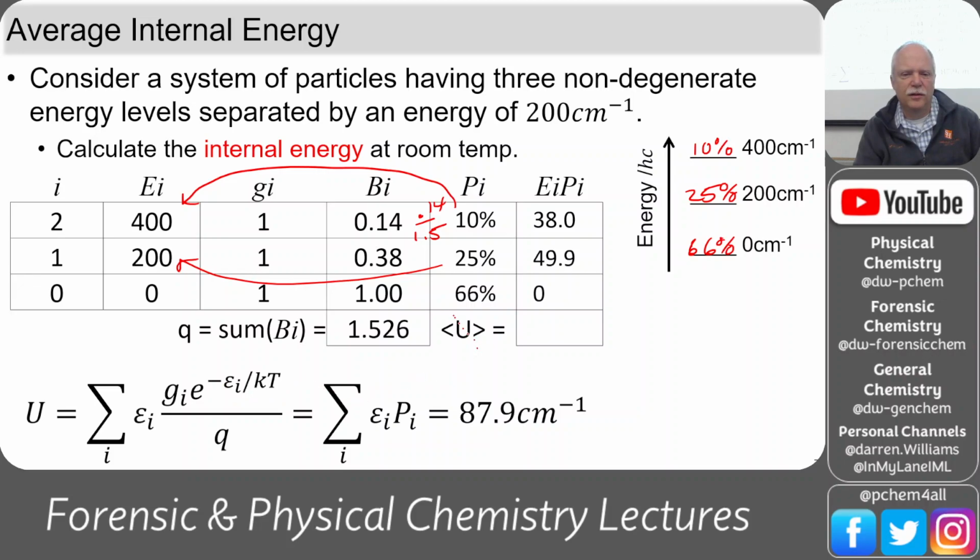And then you have 66% of the molecules, but they have an energy of 0. Okay, so they contribute nothing to the average energy. They actually drag it down a little bit. Does that make sense? Yeah. So 66% of the molecules have 0 energy, and so our average energy is going to be 87 or 88 wave numbers.